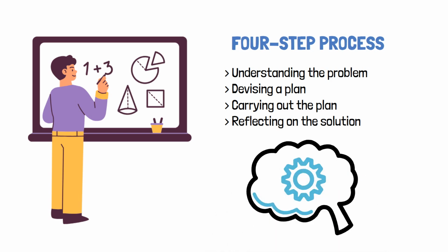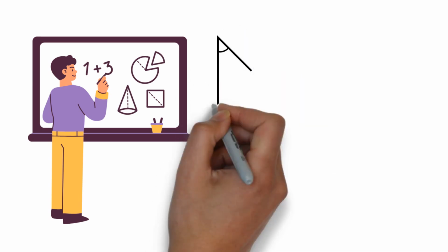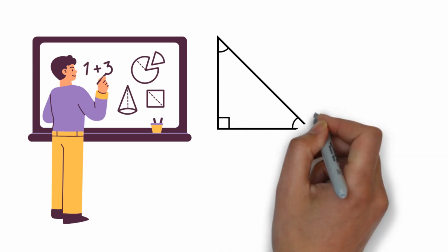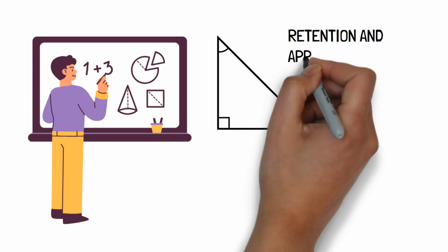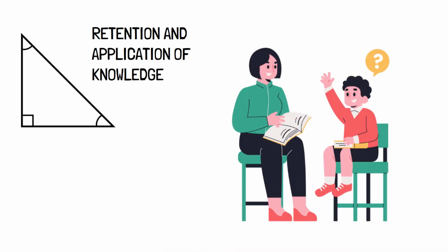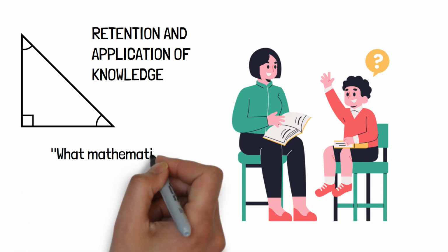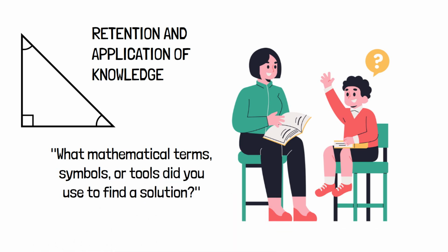Posing worthwhile problems is essential for effective mathematics instruction. Teachers should select problems that help make relationships between mathematical concepts explicit. This strategy not only aids in comprehension, but also in retention and application of knowledge. Effective classroom discussion further enhances learning by allowing the teacher to monitor student strategies and ask reflective questions such as, "What mathematical terms, symbols, or tools did you use to find a solution?"